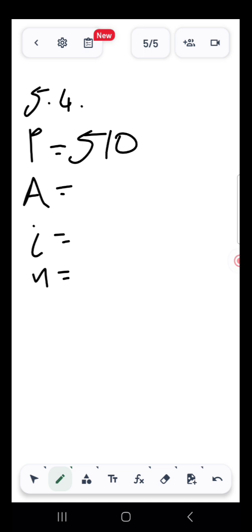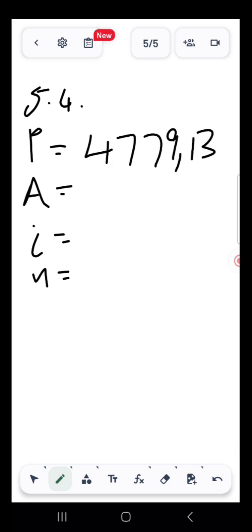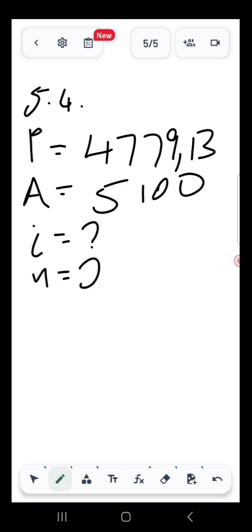But our principal, our final amount has changed, it is now 5,100. I'm sorry, not a final amount, a principal amount. Our principal amount is now 4,779.13. Our final amount has changed, which is 5,100, and then we want the interest rate, so that's what we are looking for. And then the number of years is 2 years.